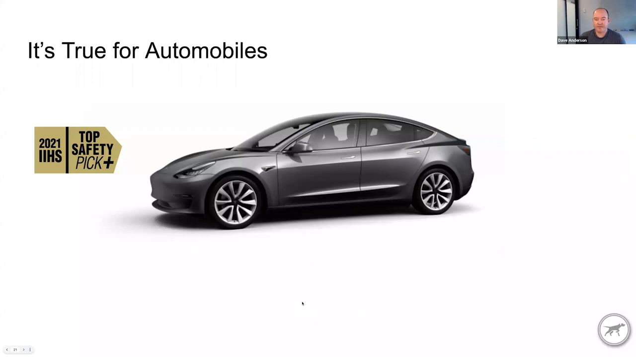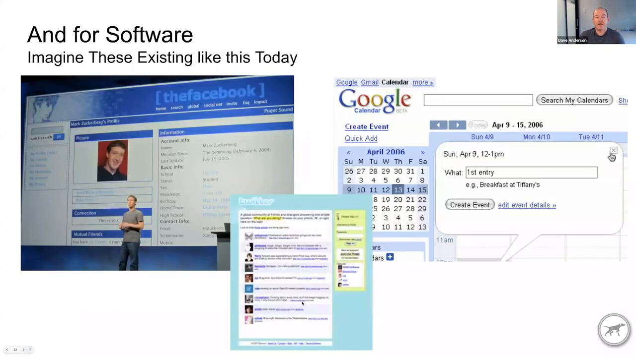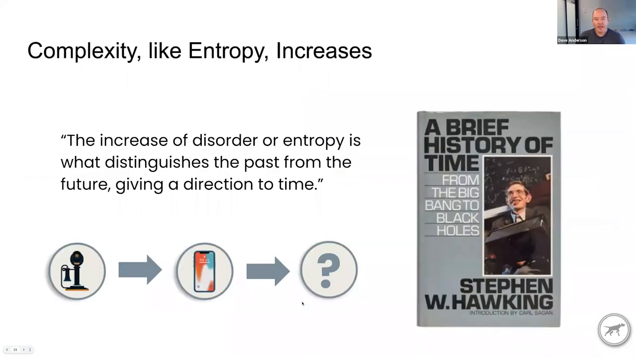It's true for automobiles and for software. You can't imagine software like Facebook or Google Calendar or Twitter existing today as they were 15, 10, even less years ago, with the amount of features and interactivity and infinite scrolling, AI applied to feeds, all of these different things that make these applications more and more complex. And complexity, like entropy, just increases, right? It's true for phones, true for applications.